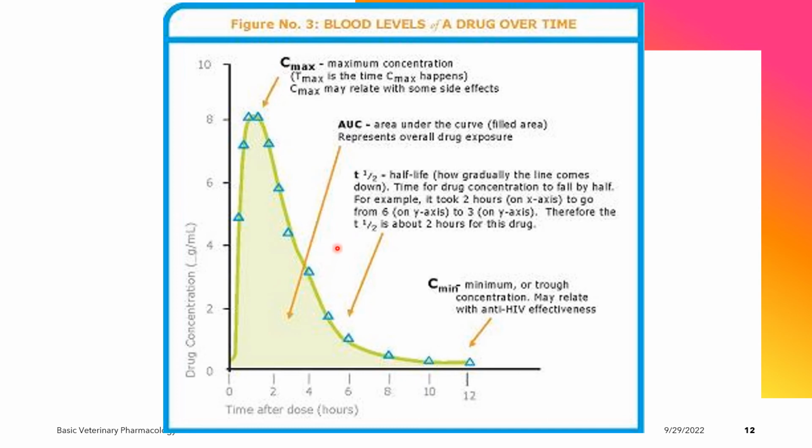We also have a very important one, the half-life. It is how gradually the line comes down. So that is the half-life: the time for drug concentration to fall by half. For example, it took 2 hours on the x-axis to go from 6 to 3 on the y-axis. So in this case, we have here a representation of our half-life.